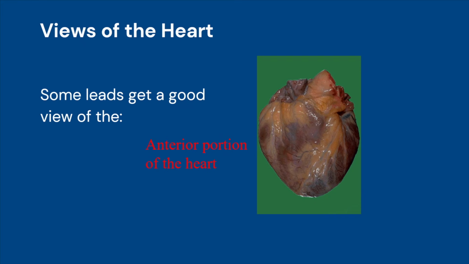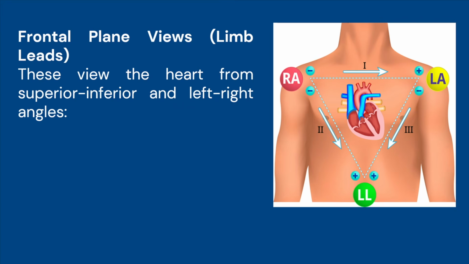Some of the leads look at the anterior wall of the heart, some look at the inferior wall of the heart, and others look at the lateral side of the heart. Therefore, for example, ST elevation or ST depression or T wave inversion in certain leads can point at the site of myocardial infarction or myocardial ischemia.